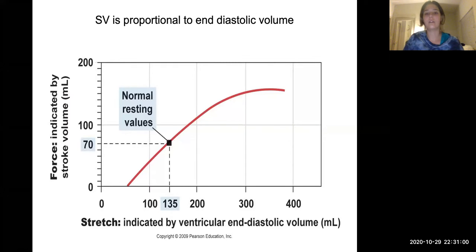So the atrial pressure at the end of diastole determines the preload. The greater the preload, the greater the volume of blood in the heart at end of diastole. And then afterload is going to be the force or load against which the heart has to contract to eject the blood.